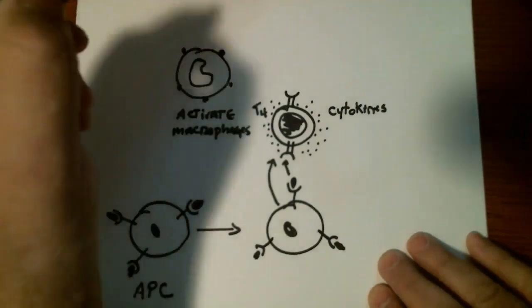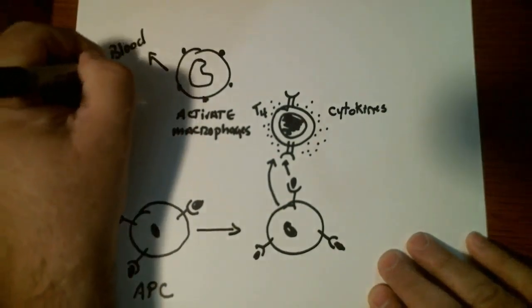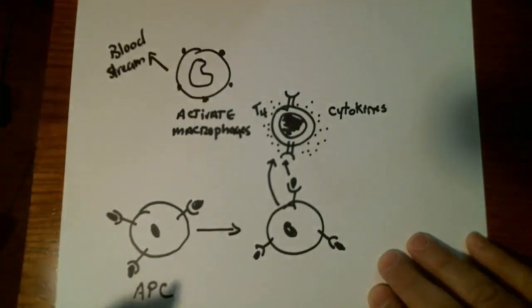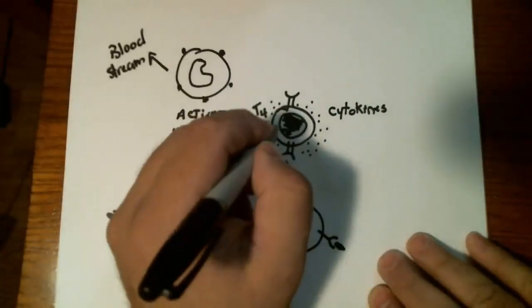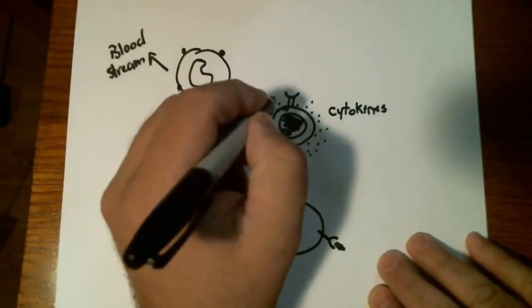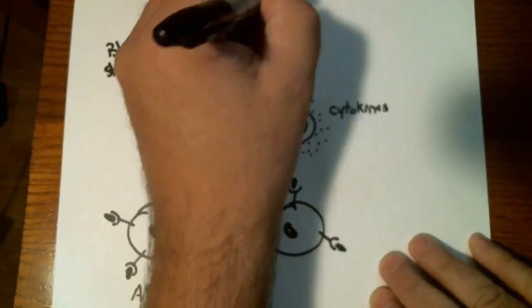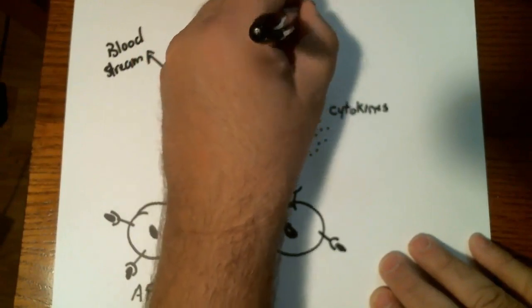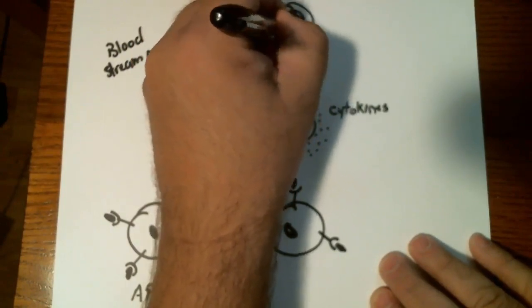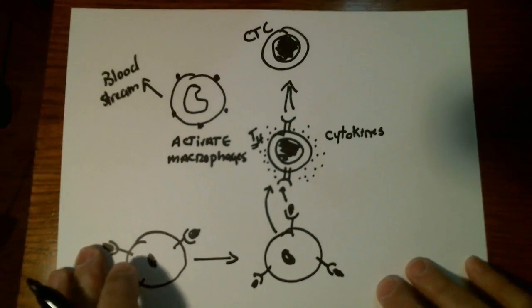Once activated, the macrophages will then move into the bloodstream, travel to the site of the infection, and continue to engulf and remove the pathogens from the tissues. In addition, once the cytokines are released, this T4 cell will also begin to differentiate. These T cells will differentiate into another type of lymphocyte called a cytotoxic T cell. So there we have our cytotoxic T cell.